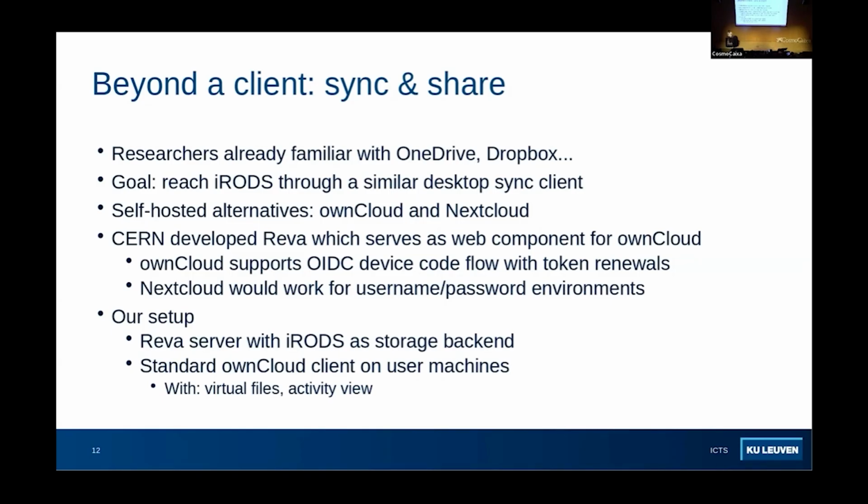So what's our setup? Our setup is to have a new CERN development as a server implementation, and we just plug in iRODS as a backend for that server implementation. So the ownCloud desktop client remains the same. It means you have all functionality available there. You have virtual files that appear to be on disk, but actually are remote and only are fetched when you open them. You have activity views to see what happens. You have conflict handling if a colleague modified the same file at the same time.